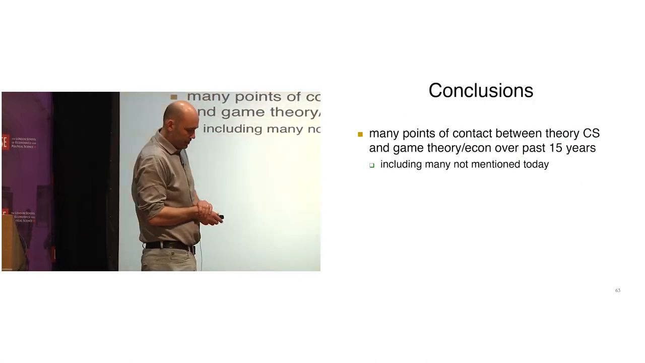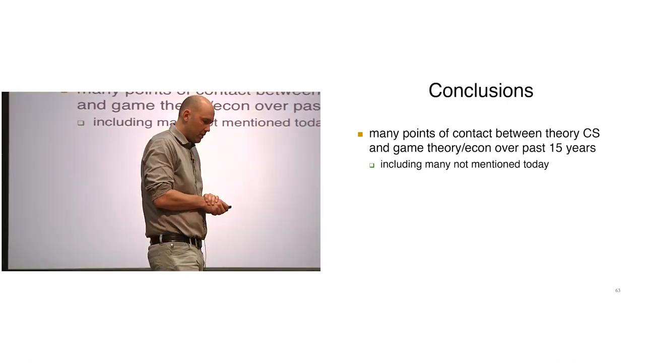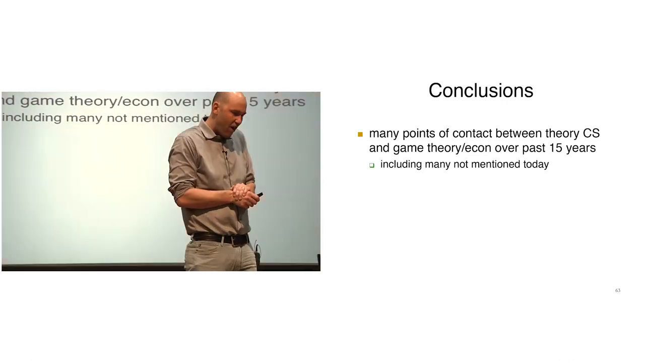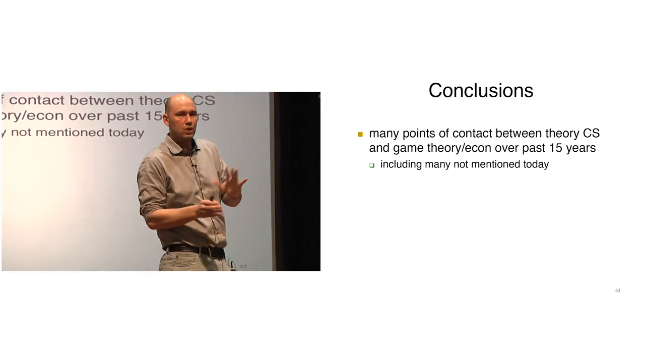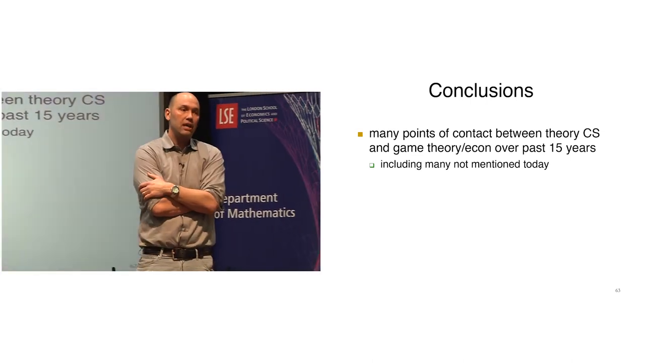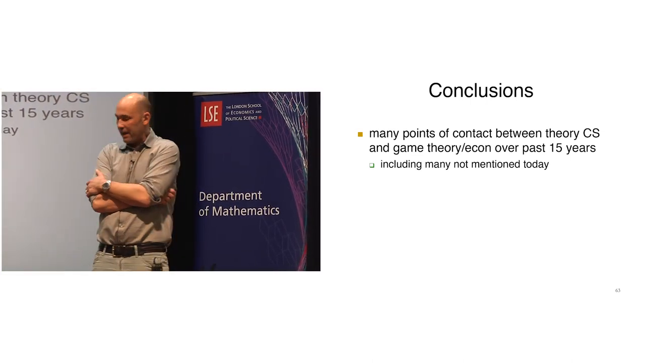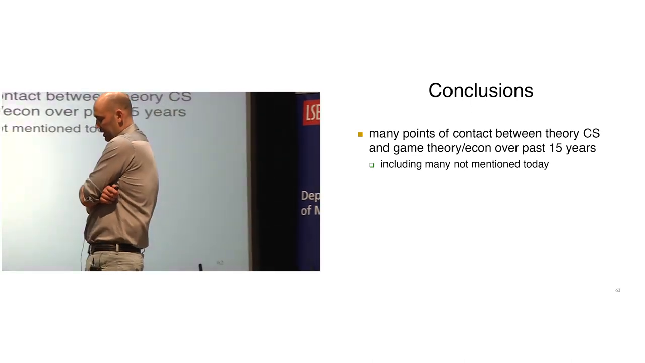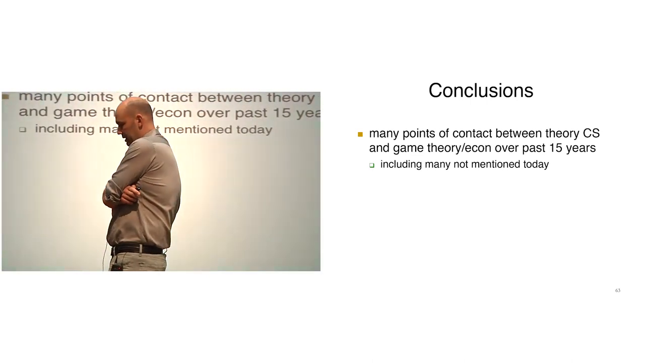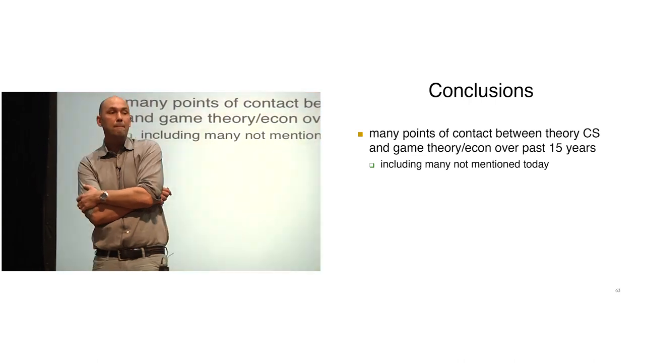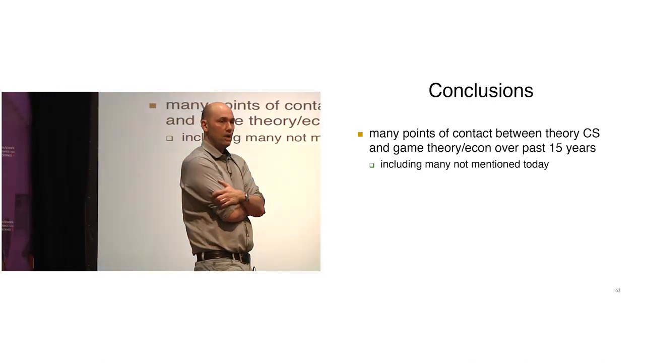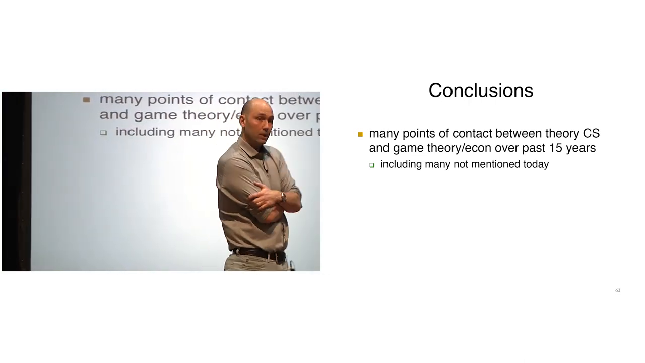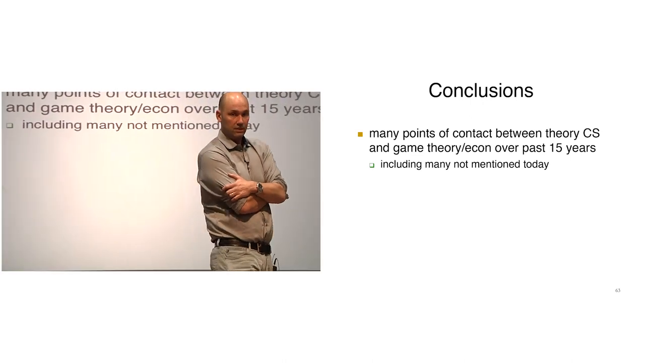So, to wrap up, computer science and game theory as fields evolved pretty much totally independently over the 20th century. Very little communication between the two. But things have been very different this century. There's been lots of productive exchange of ideas. I've shown you a few examples. There are many, many others. Entire conferences are devoted to the interface of these two fields these days.